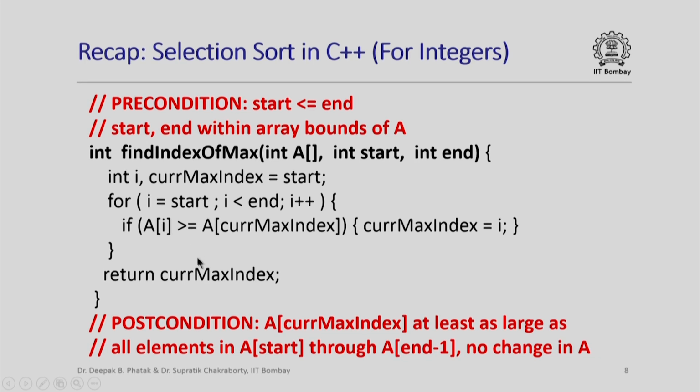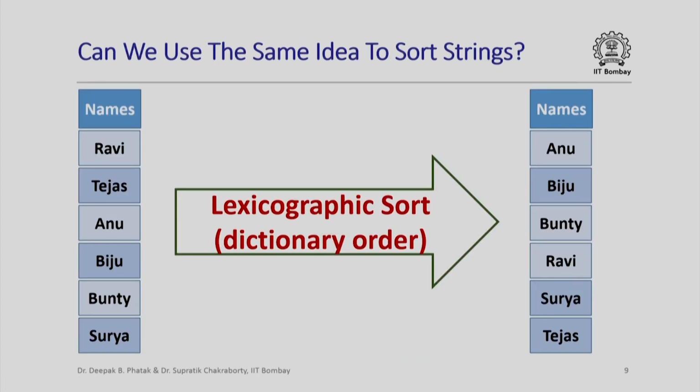Because we wanted to sort the array in a decreasing order, and if the current element is indeed greater than or equal to the current maximum element seen so far, we updated current max index with the current index in this loop, and finally we returned current max index. Well, the question is, can we use the same ideas to sort strings?